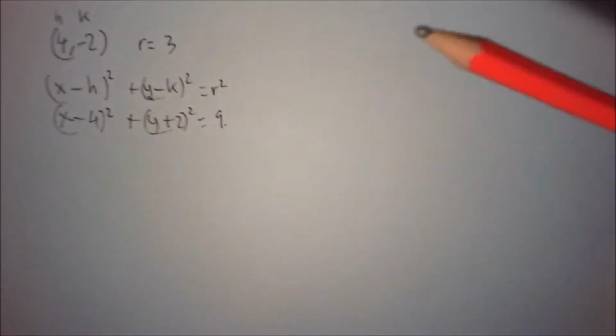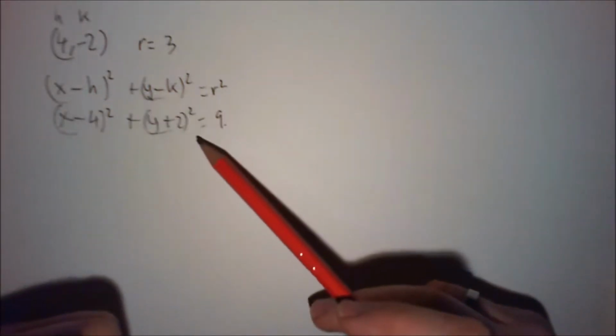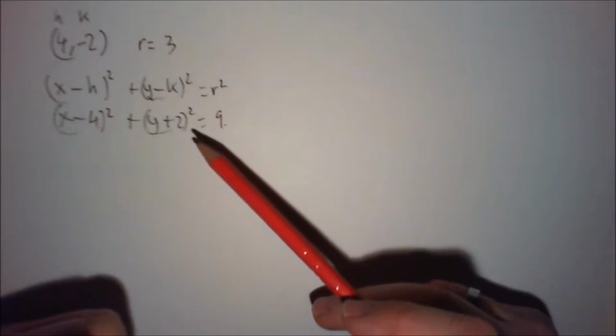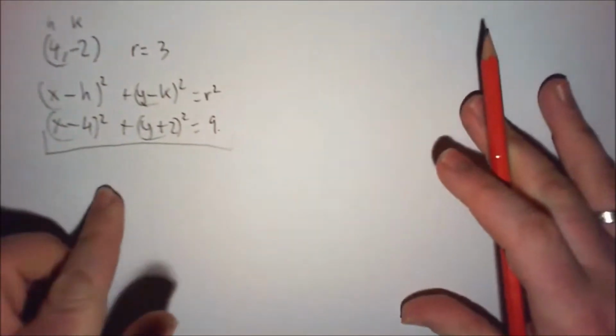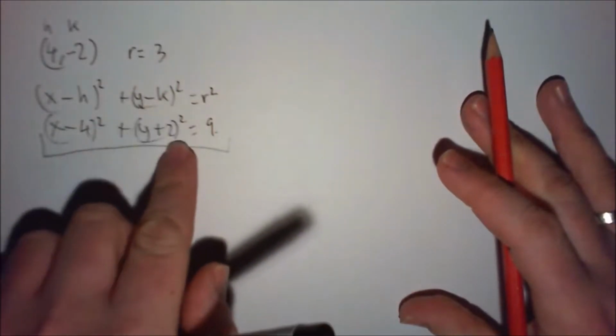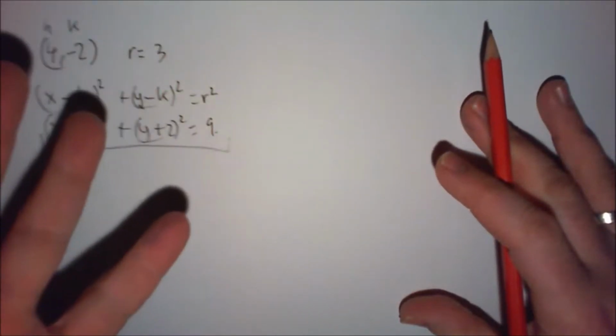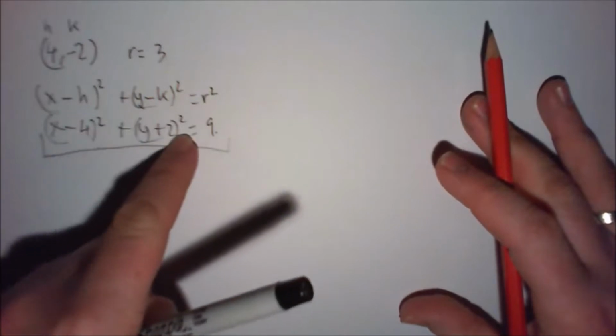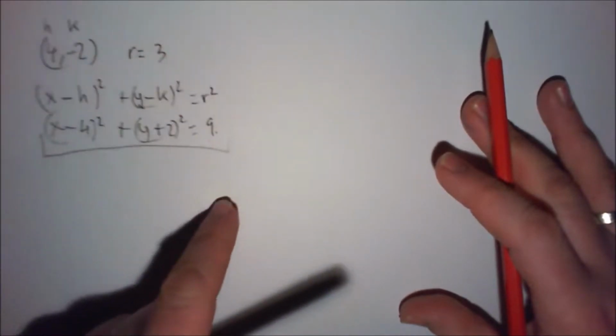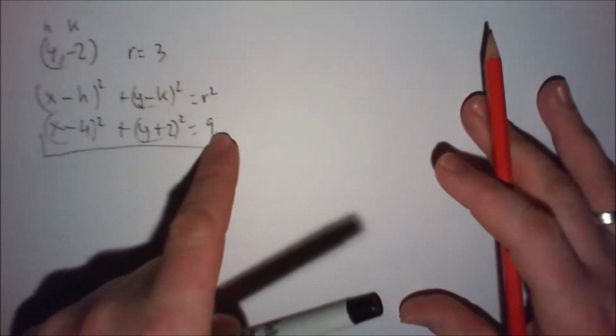And we said last day that it's very easy to read the center and the radius from this form. Very easy to read it. All you have to do is, whatever numbers are inside the brackets, it's the opposite. So it's a 4 and a minus 2. That's your center. And then just square root this number.